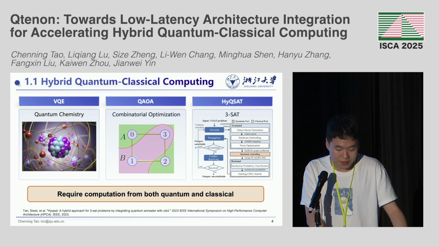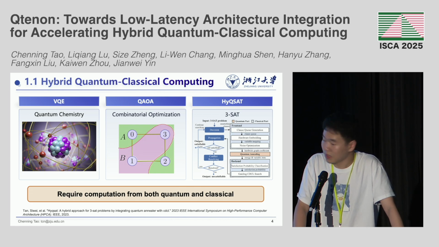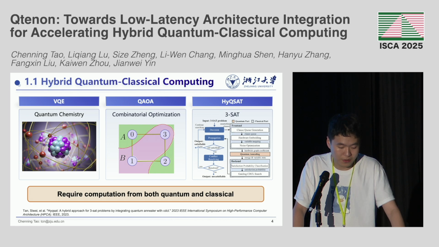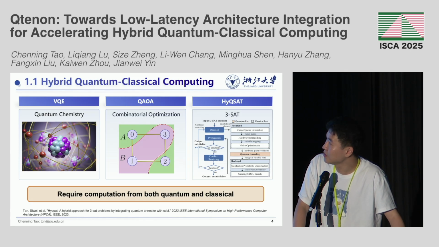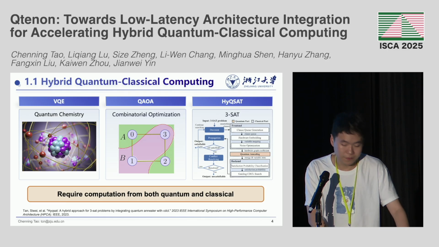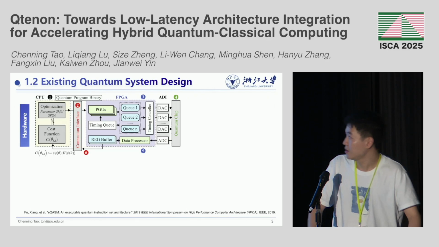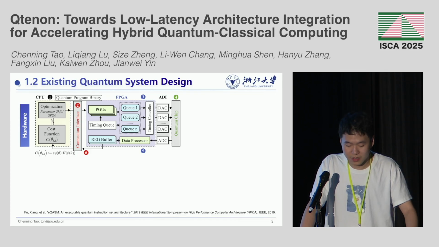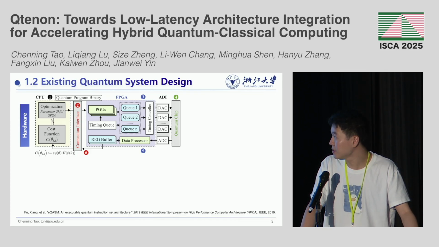So on this slide, I've shown some examples of the hybrid algorithms, for example, the VQE, QAOA, and HiQ set. They require computation from both the quantum and classical parts. Now, let's take a look at how today's quantum systems are typically designed.